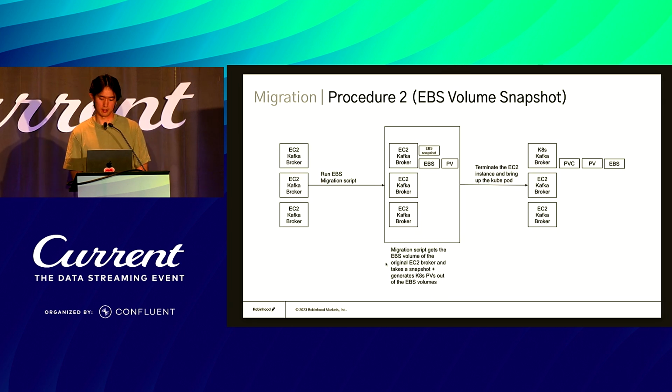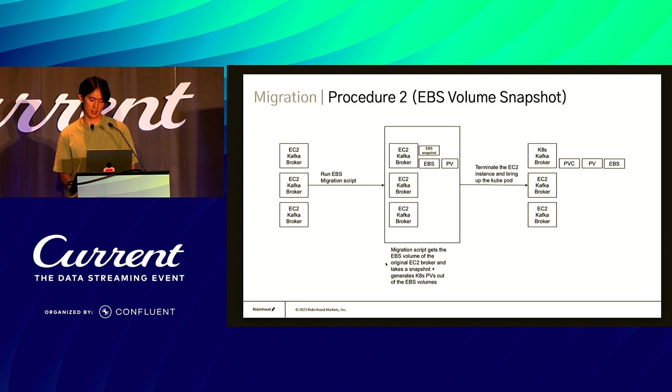And so basically here is the EBS volume method that we ended up doing. On the left-hand side, again, your original set of EC2 Kafka brokers. We created this migration script that runs the EBS migrations for us. Basically what that thing does is that it conservatively creates an EBS snapshot just in case something goes awry. We haven't had to use it yet, but it's something that we do. And then it creates the underlying PV from that EBS volume and applies it to the specific Kubernetes cluster at hand.